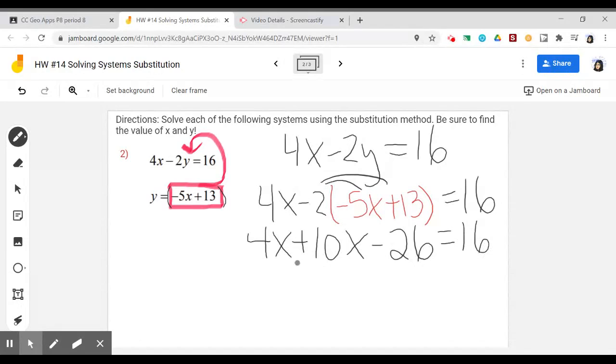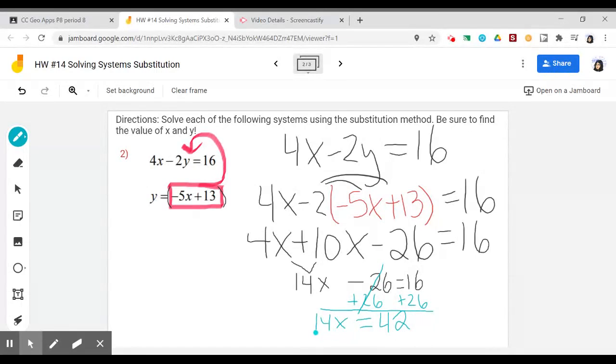I have like terms on the same side of the equation, so I'm going to combine those. 4x and 10x is going to give me 14x minus 26, and that's going to equal 16. Okay, I want to get x completely by itself, so I'm going to move this 26 by doing the inverse operation. I'm adding 26. This will cancel. I'm left with 14x, and then 16 plus 26 is 42.